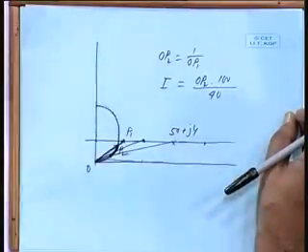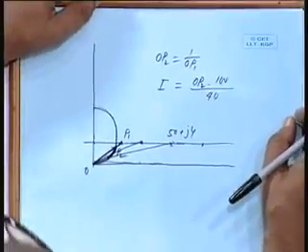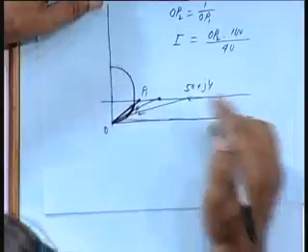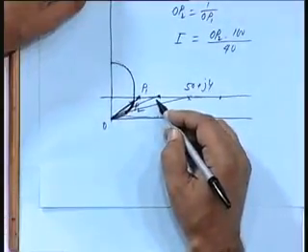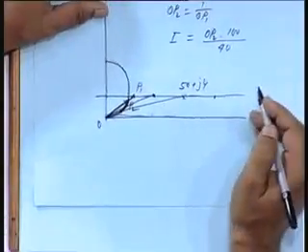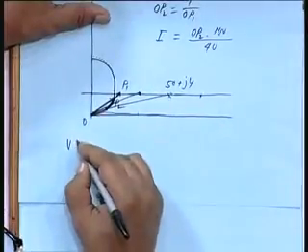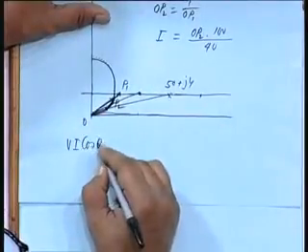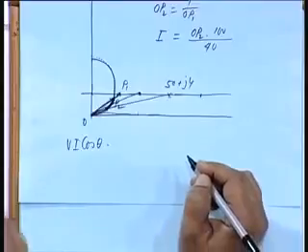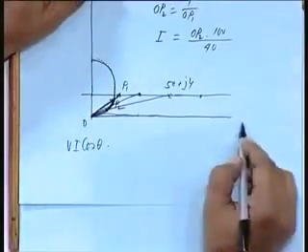Once you know that, you can calculate the current also, power also. What will be the corresponding power dissipated? Vi cos theta. Okay. So, this is the real axis.